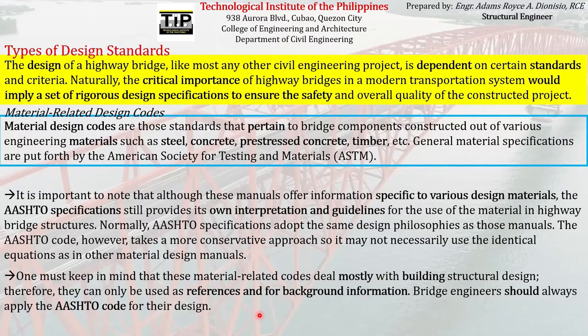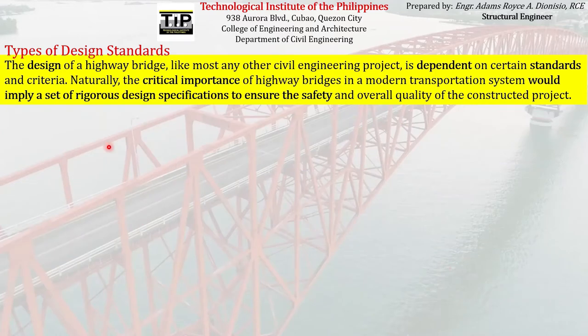because, again, it specializes in horizontal structures, while the different manuals or codes that we have specified specialize in vertical structures or building structural design. So those are the different design standards that we usually refer to whenever we design highway and bridge structures. But it's not enough to be familiar with those different design standards. We also have to know how to use these design standards.